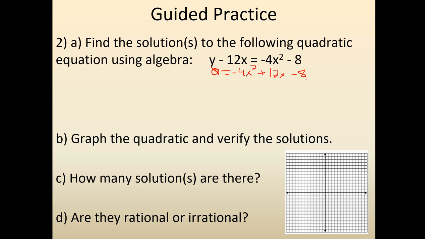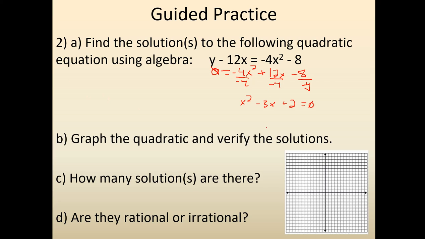And then we can do what we normally do. Since all these numbers can be divided by negative 4, I'll divide it by negative 4. Do the whole greatest common factor. So this ends up becoming an x squared. This becomes minus 3x. And this ends up becoming a plus 2. So my equation is now going to be x squared minus 3x plus 2 to get the solutions.